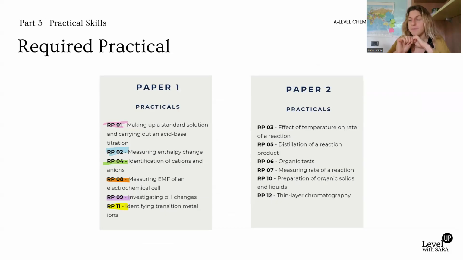4 specifically for today. For paper 1, the most important ones would be to make up a standard solution and carry out an acid-base titration, and measure enthalpy change. I hope those are generally simpler, but we're still going to look at the challenging parts. Measuring the EMF is very important because when you study the electrode potential topic, you're asked to draw out the cells, and this is really the practical part. Investigating pH change is also closely related to titrations, of course, and a very interesting one would be identifying transition metal ions.